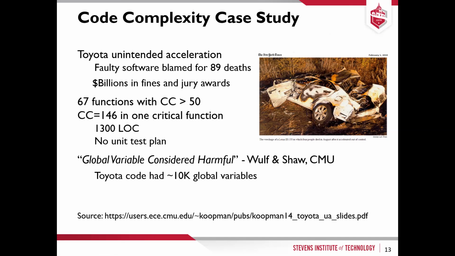Then it turns out that the software system they were using had 67 functions that have CC greater than 50. And they had one critical function with CC equal to 146. Overall, these 68 functions were 1,300 lines of code. Practically, they couldn't test any of them very well. And when they went live, they couldn't understand which bug created these accidents.